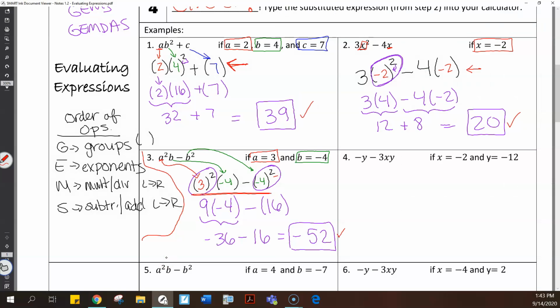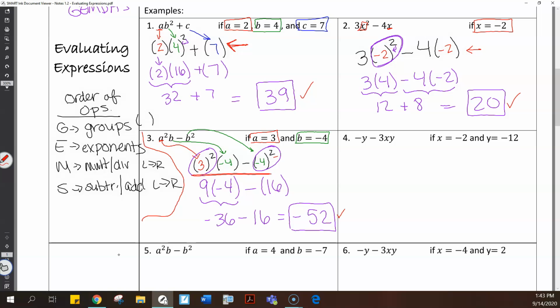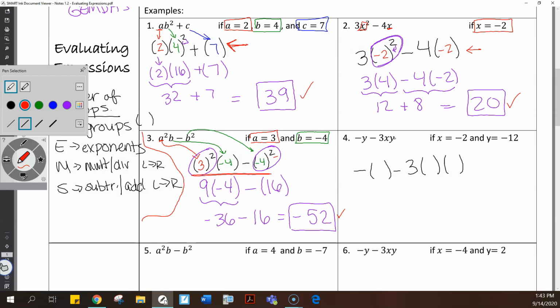Okay. I'm going to look at one more tricky type before I let you guys try this on your own. So for number 4, I'm keeping everything that I see. The negative sign gets kept. The y becomes a parentheses. The subtraction sign and the 3 are kept. The x and the y each become a set of parentheses. Then I can start replacing. X is equal to -2, so anywhere I see an x, I'm going to put a -2 there. Same thing for my y, except I'm going to replace that with -12.